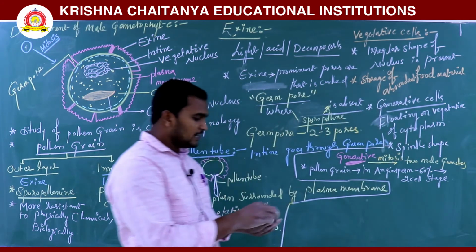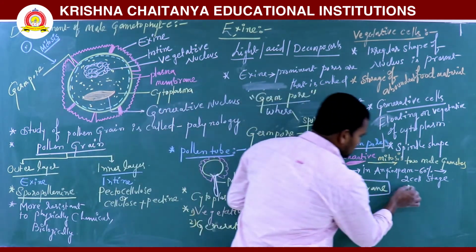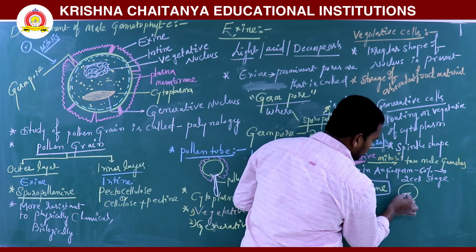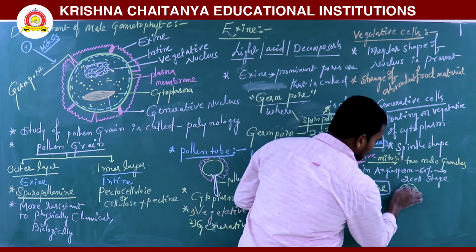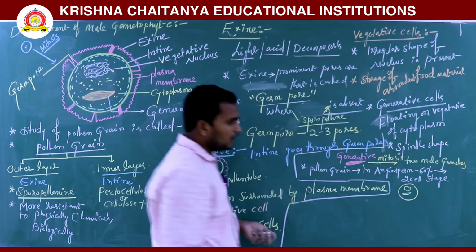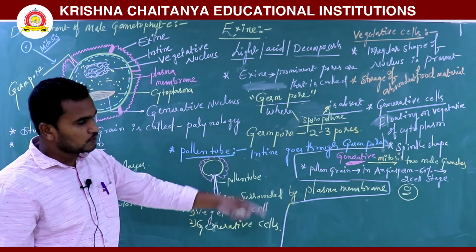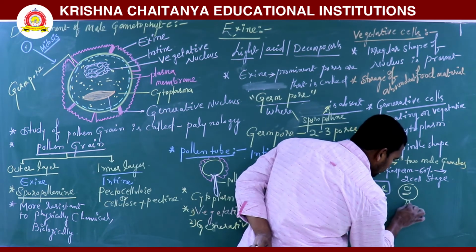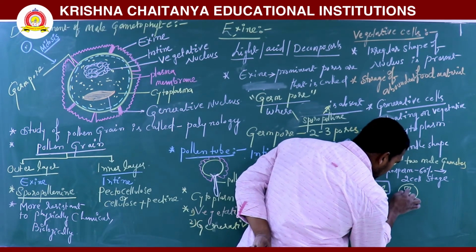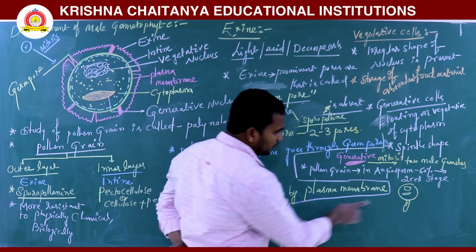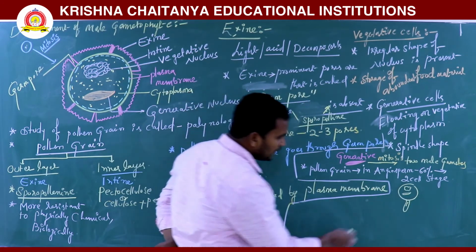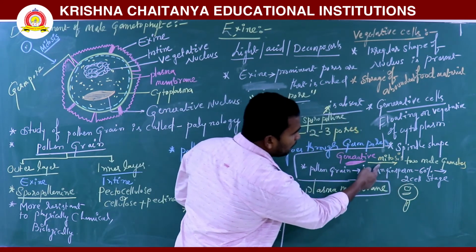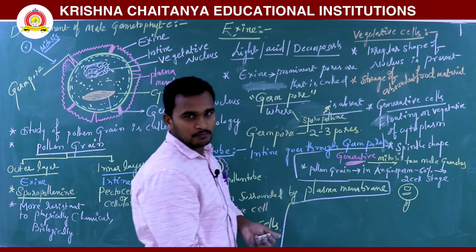Okay, two-celled stage is nothing but this: the pollen grain with a spindle-shaped generative nucleus and a vegetative nucleus. Total how many nuclei are there? Two nuclei, so it is a two-cell stage. When the pollen tube is formed, the vegetative nucleus stays inside the pollen grain, and the generative nucleus enters the pollen tube. In the pollen tube only, by mitosis it produces two male gametes.